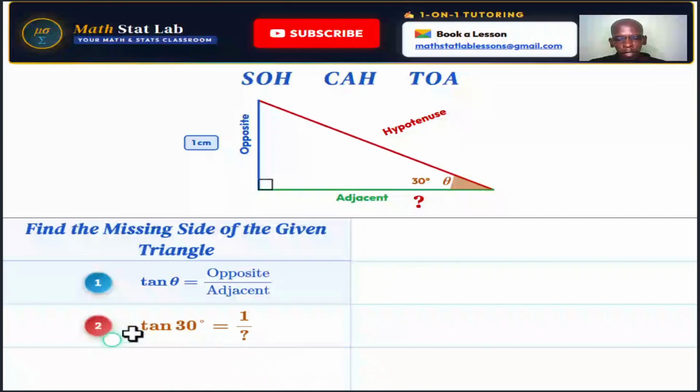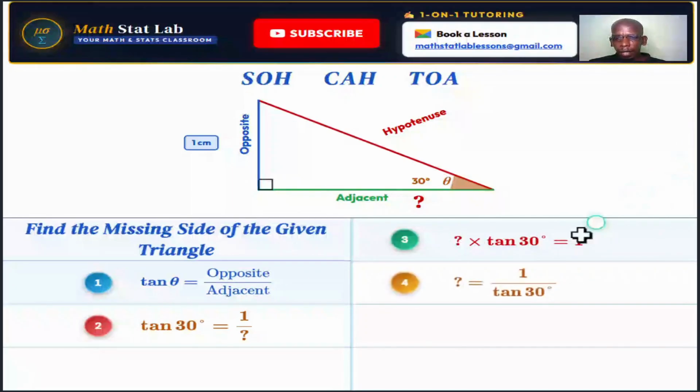Then from there, we can just cross multiply, and it becomes question mark, which is the adjacent we are supposed to find, multiplied by the tan of the angle we are given, which is 30 degrees, equals 1 centimeter. We just cross multiplied to remove this question mark here. So to get the adjacent, it means I'm supposed to divide both sides by the tan of 30 degrees. So it becomes 1 divided by the tan of 30 degrees is this adjacent here.